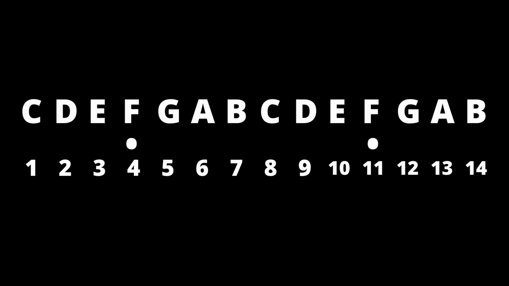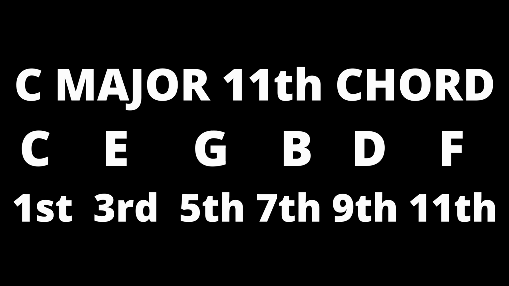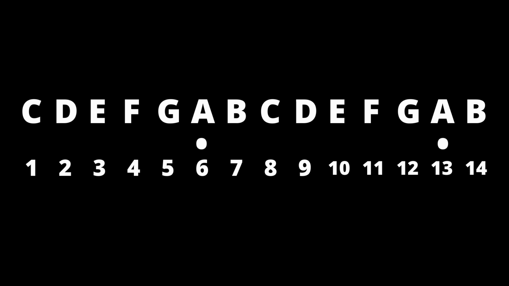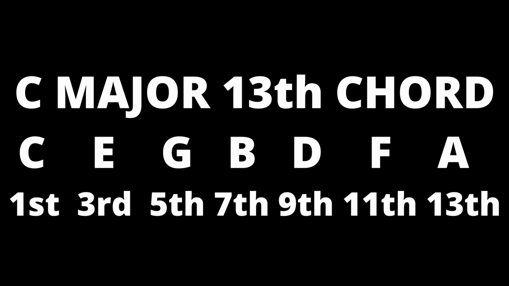The 11th note F is the same as the 4th note. Add this to the C major 9th chord and you get a C major 11th chord. And finally, the 13th note A is the same as the 6th note. Add this to the C major 11th chord and you get a C major 13th chord.